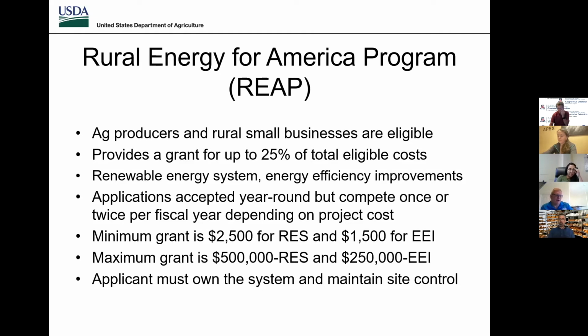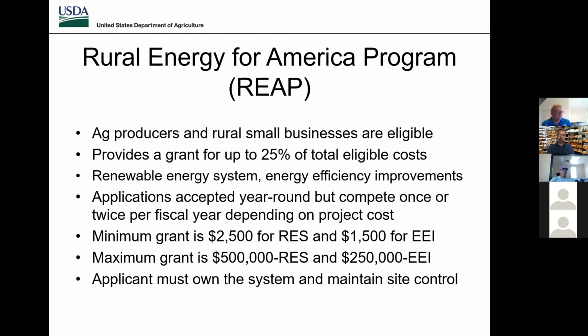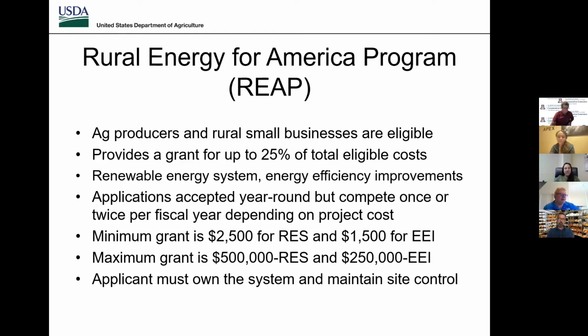Applications are accepted year-round, but compete once or twice per fiscal year, depending on the project cost. The minimum grant is $2,500 for a renewable energy system, $1,500 for energy efficiency improvements. The maximum grant is $500,000 for renewable energy system and $250,000 for energy efficiency improvements. The applicant must own the system and maintain site control.